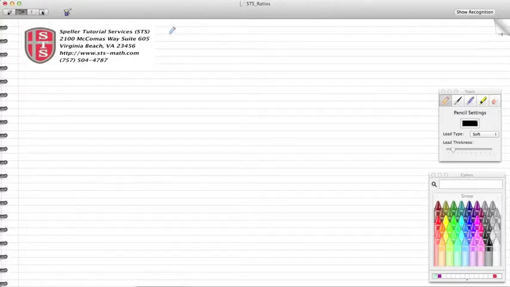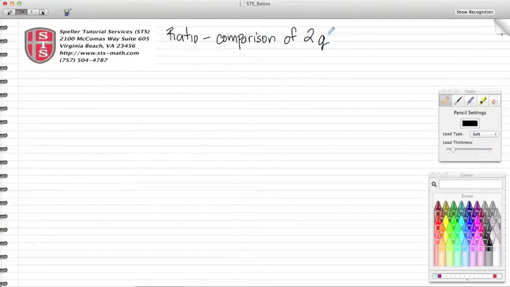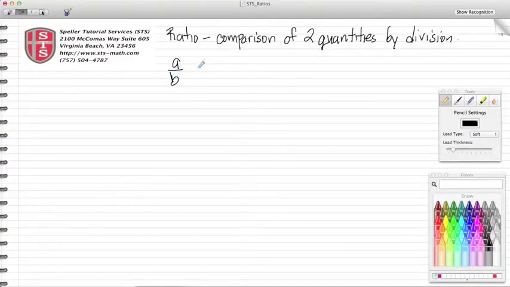Today we're going to talk about ratios. A ratio is a comparison of two quantities by division. This comparison can be expressed as a fraction, A over B. It can be expressed horizontally as A colon B, and also as A to B.